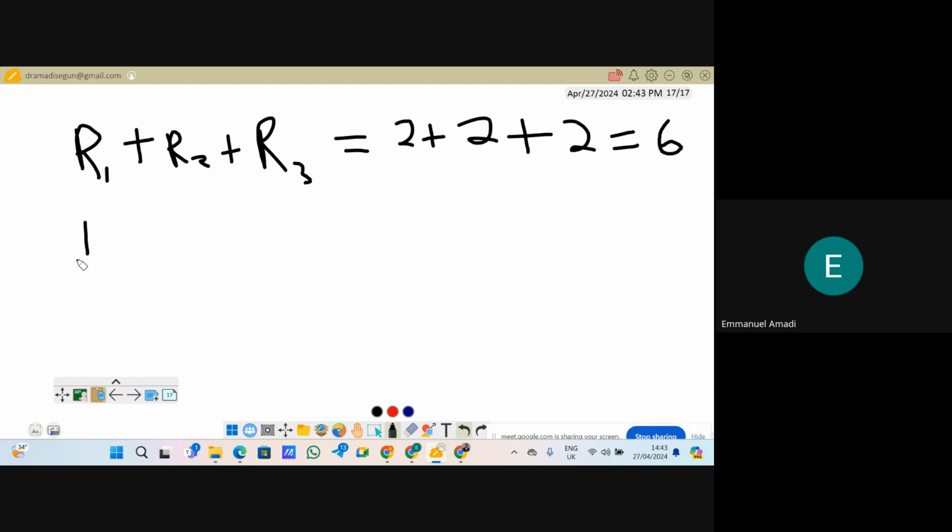This is parallel connection. 1 over R1 plus 1 over R2 plus 1 over R3.